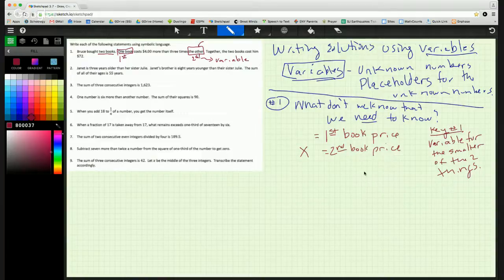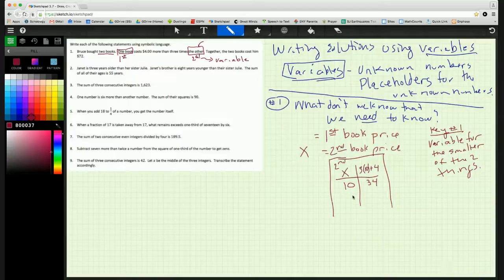So let's just run this thought experiment. If the second book, which we're calling x, costs 10, then the first book costs $4 more than 3 times this book. So we say 3 times 10 plus 4, and the first book would then cost 34.